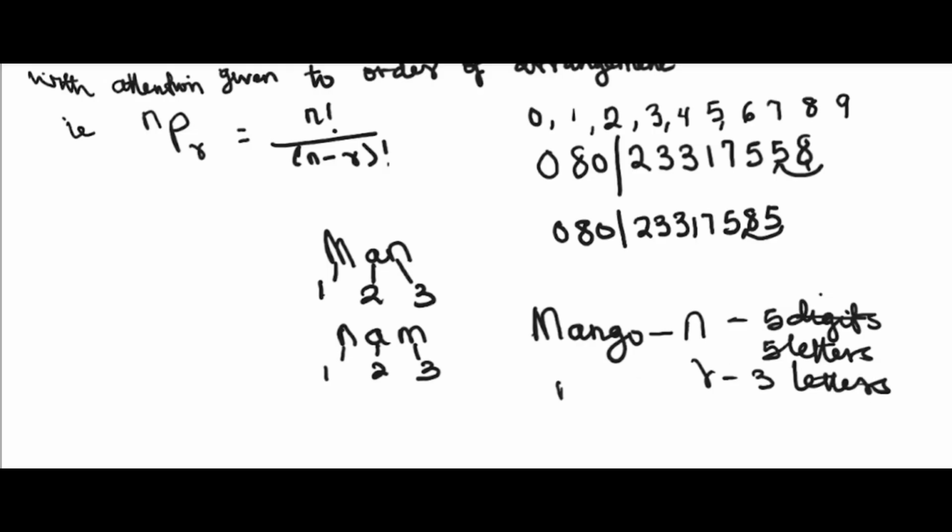The 3 letters can be MAN, it can be MNA, it can be NGO, and so on and so forth. So in how many ways can I arrange 3 letters from the word mango? The mango is my N that has 5 letters. The 3 letters I am to arrange from it is my R. So how can I do that? And that is, N permutation R is N factorial over N minus R factorial. Thank God we started with what factorial is. So nobody will ask, but what is factorial?